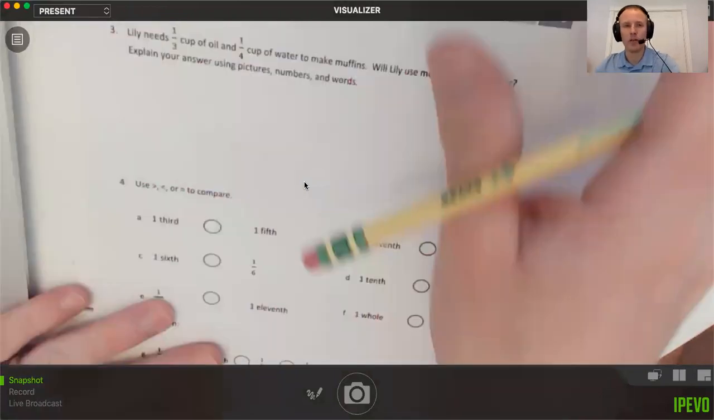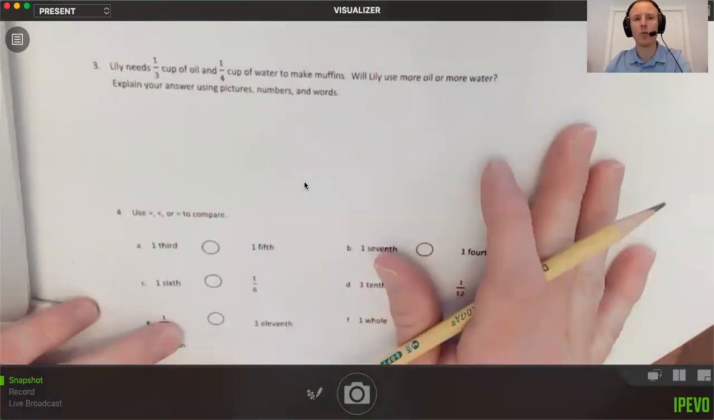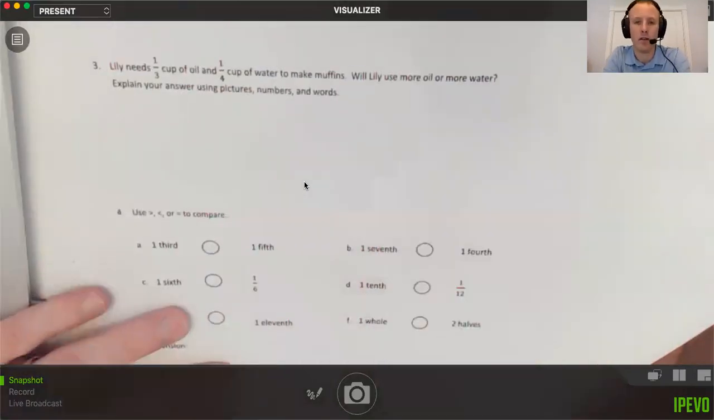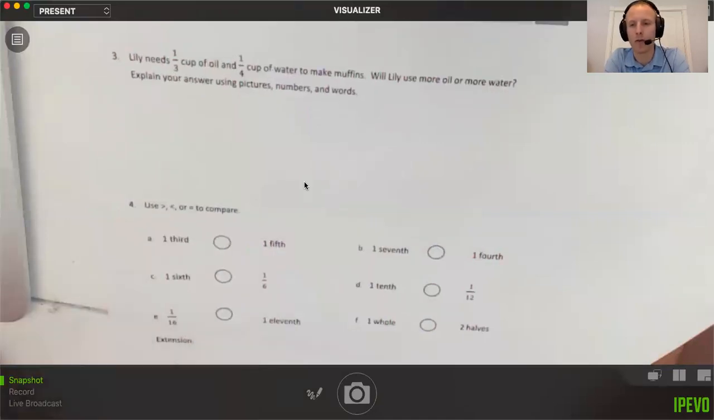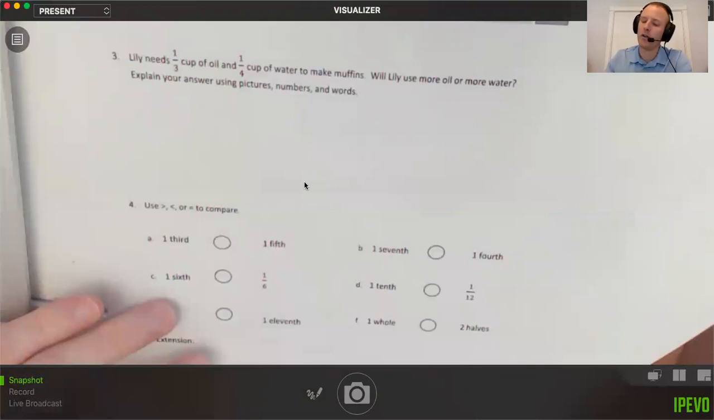All right, here we go. Lily needs 1/3 cup of oil and 1/4 cup of water to make muffins. Will Lily use more oil or more water? Explain using pictures, numbers, or words. And words. I'm going with the word "or." I think you could explain it with any of the above.